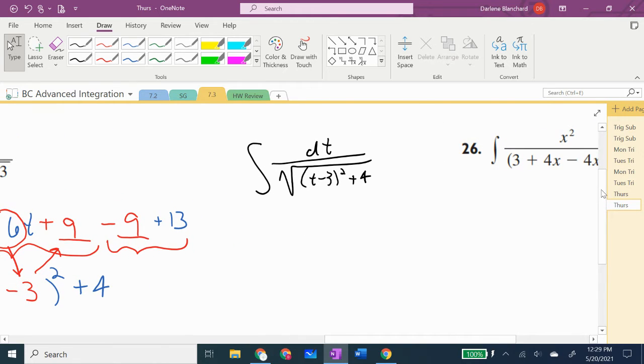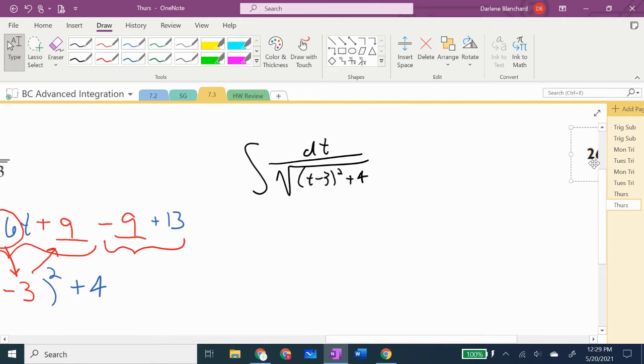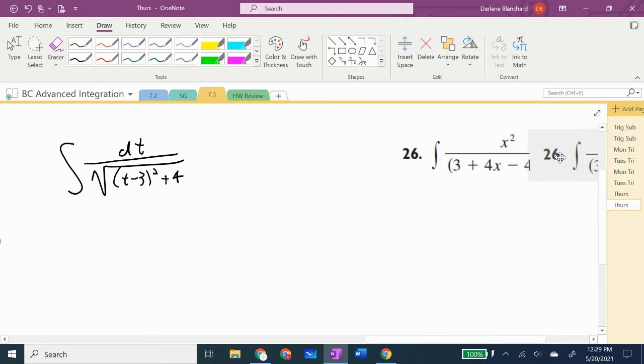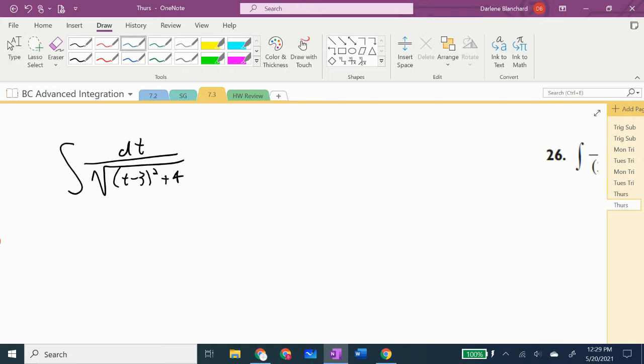Now, if you want to try this problem on your own, before I do it, pause the video. Here I go. I see a function being squared and a number being squared, and it is addition. That means I'm going to use tangent theta. The function being squared is t minus 3. The number being squared is 2. I need to take my derivative.